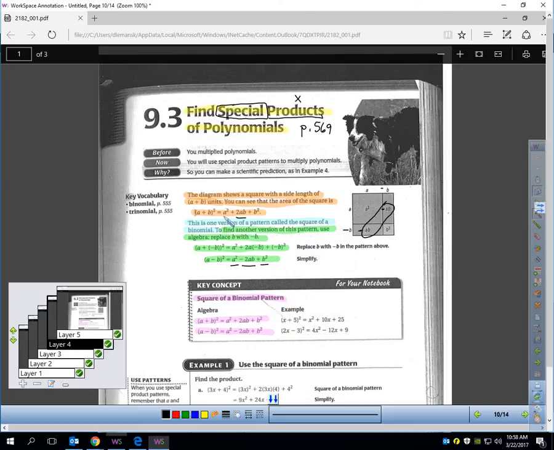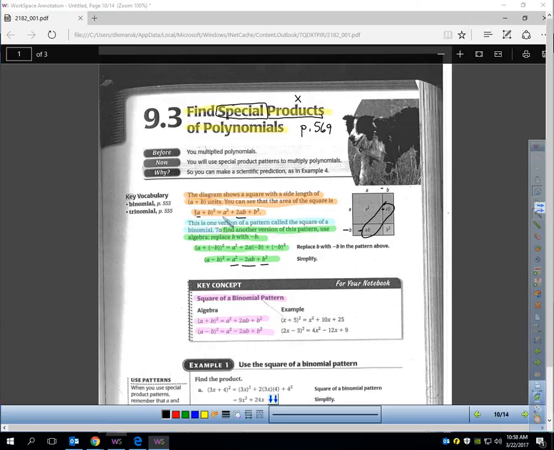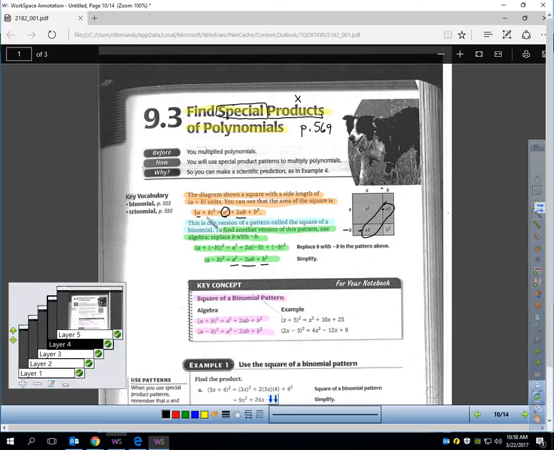Look at these. I can take the first term, a, and square it. I can take the last term and square it. And then if I take a times b and double it in the middle, there's my answer. All right? Let's look at these samples here. X plus 5 squared. Here's the shortcut. Take x and square it. Take 5 and square it. That's 25. And in the middle, take x times 5 and double that.